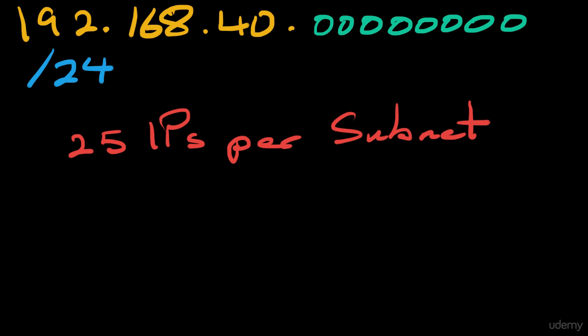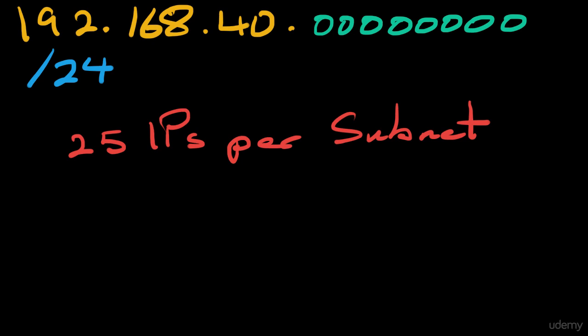In this presentation and the following two, I'd like to subnet a network ID from start to finish. Here we have 192.168.40.0. It's class C, so the default prefix is /24. And I would like to subnet this to get 25 IP addresses per subnet.